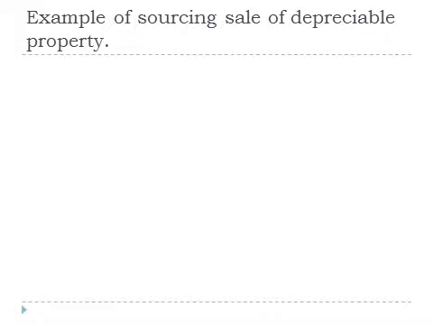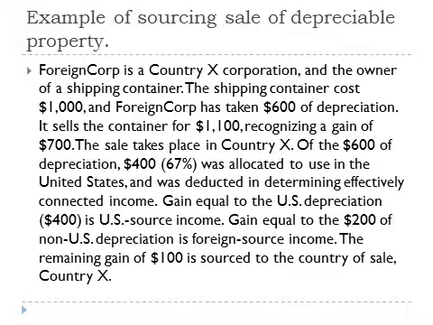Here's an example of the sourcing of the sale of depreciable property. Foreign Corp is a Country X corporation and the owner of a shipping container. The shipping container costs $1,000, and Foreign Corp has taken $600 of depreciation. It sells the container for $1,100, recognizing a gain of $700. The sale takes place in Country X.